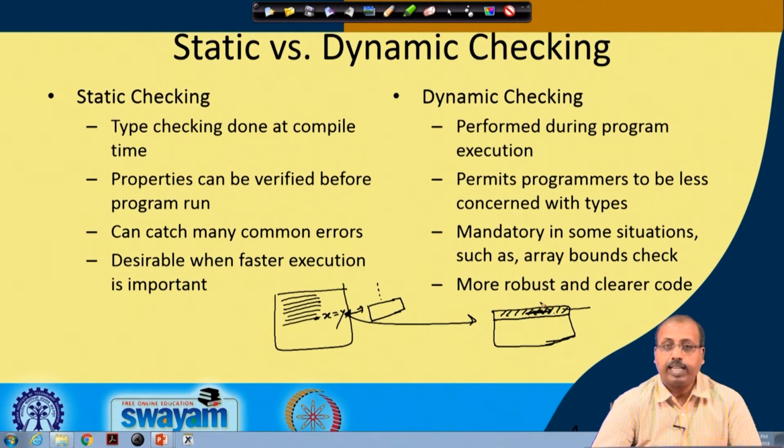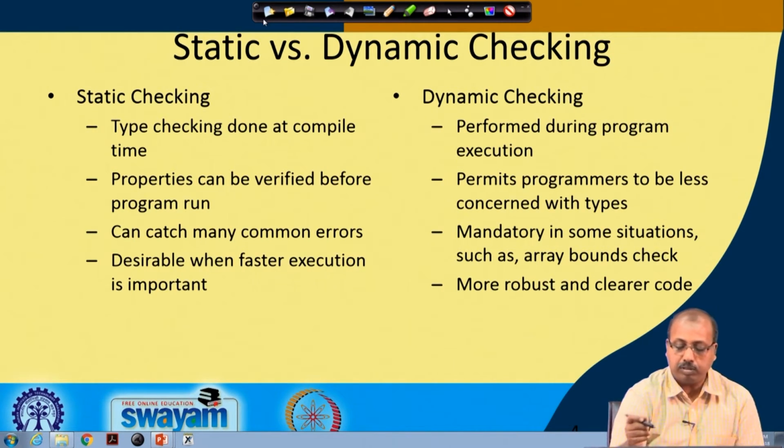Then dynamic checking. For this type of common error, like whether x equal to y, the types of x and y are matching or not, checking it dynamically is difficult. But many times we need to have dynamic checking also. One such example is the array bounds check.